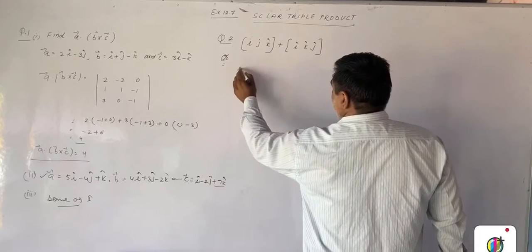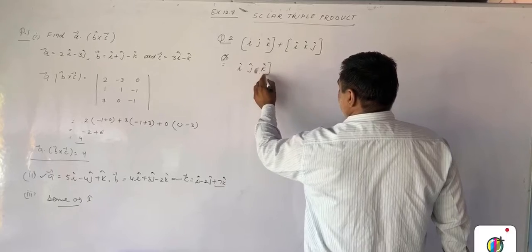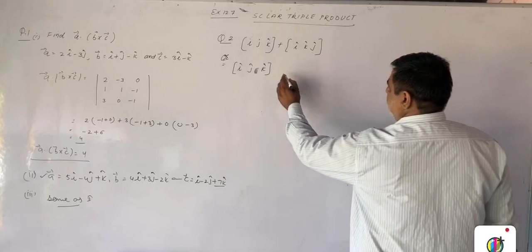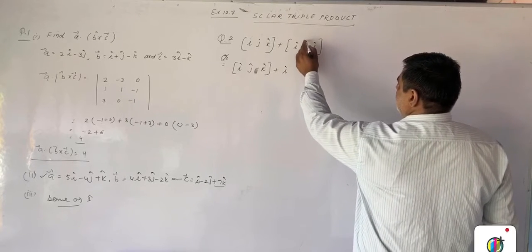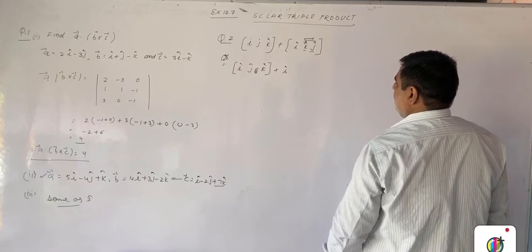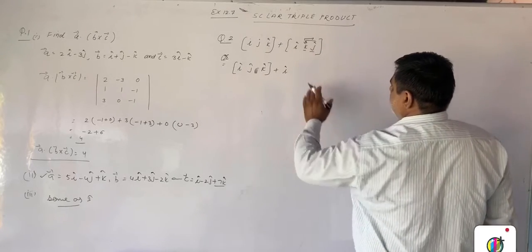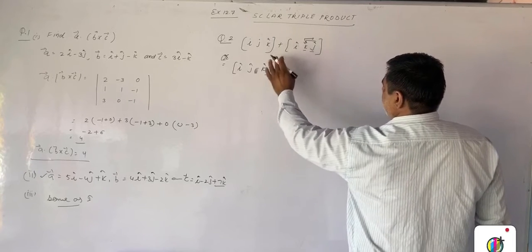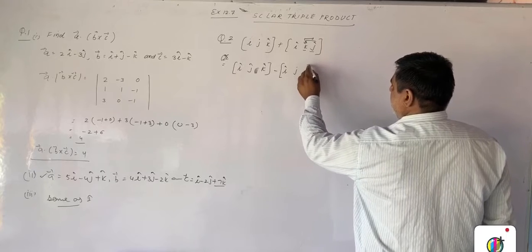We solve it: i plus j plus k. These vectors are given. In the scalar triple product of vectors, first i, after this j. Now we change this vector to this place and this vector to this place. Now when we change one given, we take the negative sign, and when we change the other given, we take the positive sign. So now we change this sign to negative.